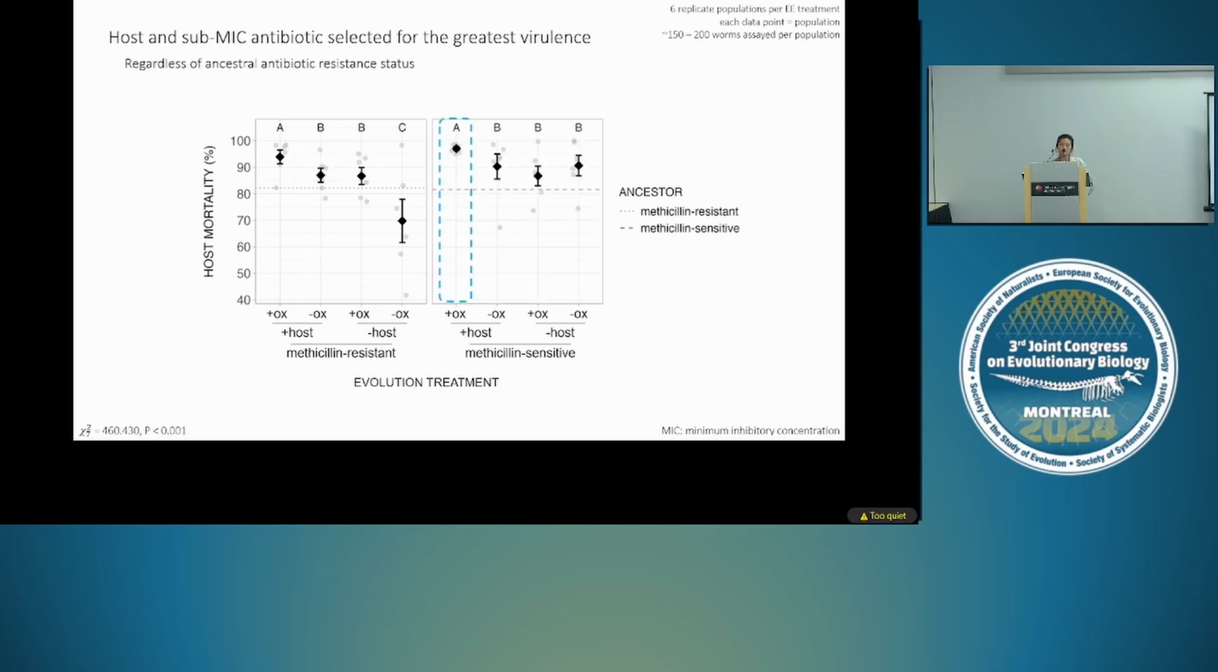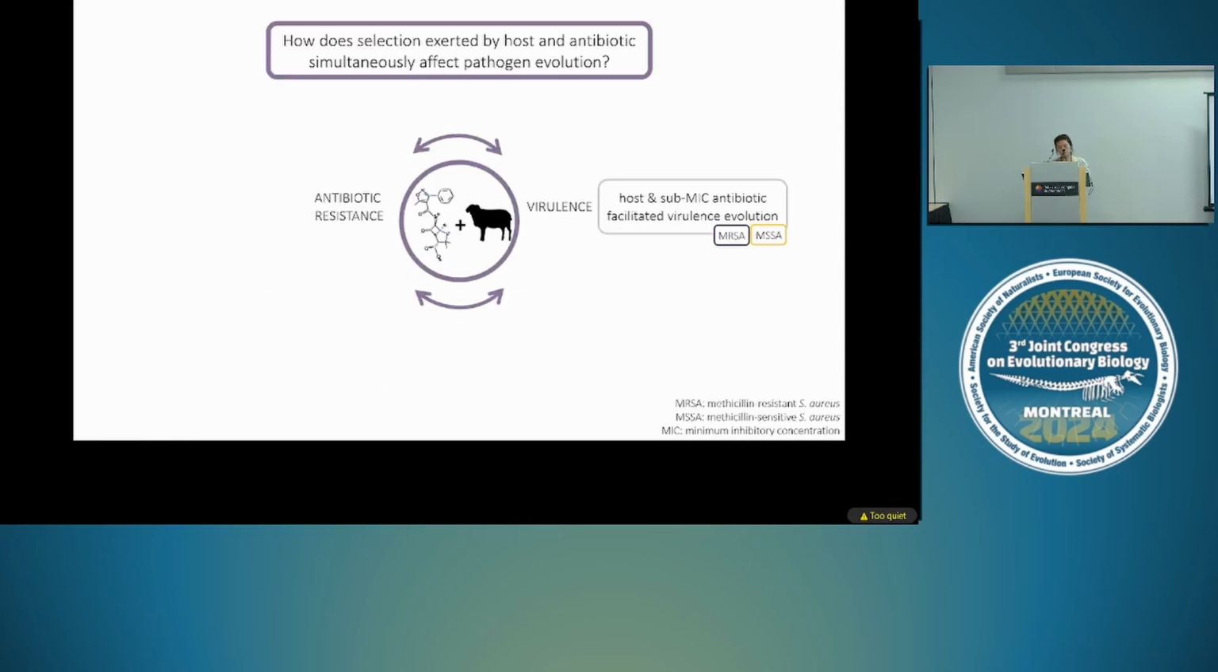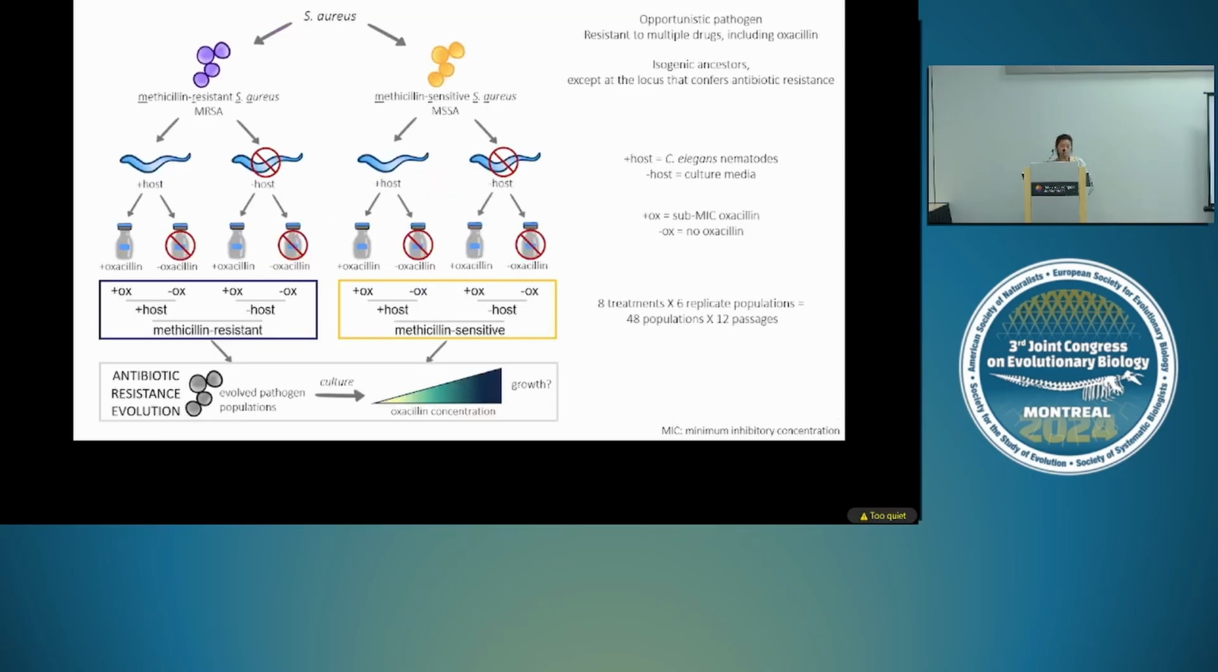We saw a similar pattern with the methicillin-sensitive group, where, again, both selective pressures selected for the highest level of virulence. So both of these results suggest that regardless of the ancestral antibiotic resistance status, virulence can increase. And so in terms of virulence evolution, exposure to both selective pressures did not hamper pathogen evolution.